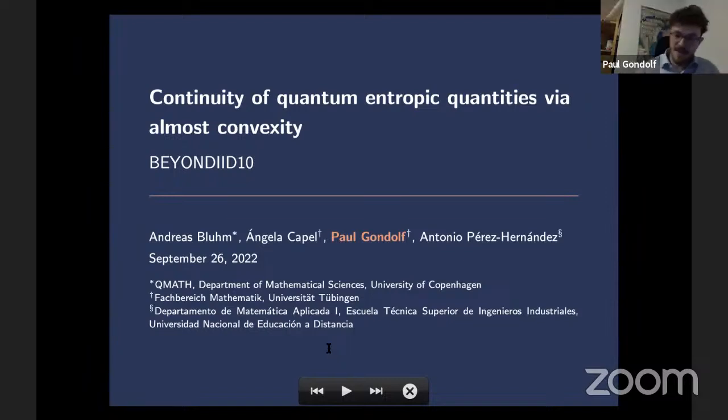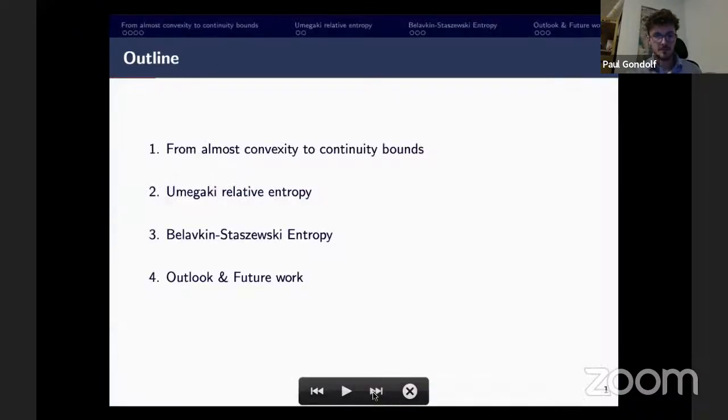Thanks for the introduction. As has already been said, this talk is going to be about continuity of quantum entropic quantities via almost convexity. And although my outline doesn't look like it, the talk is going to be divided into two parts. In the first part, I want to talk about the method that we developed. This method turns almost concavity and joint convexity of a divergence into continuity bounds of that divergence on a suitably defined set, and also gives us continuity bounds on derived entropic quantities of that divergence.